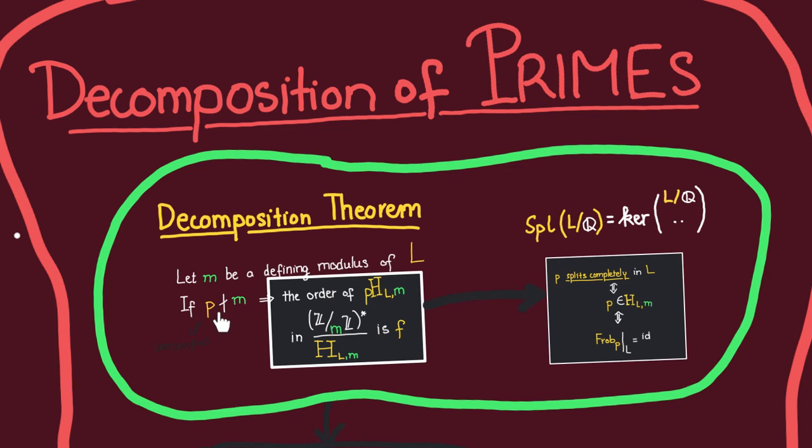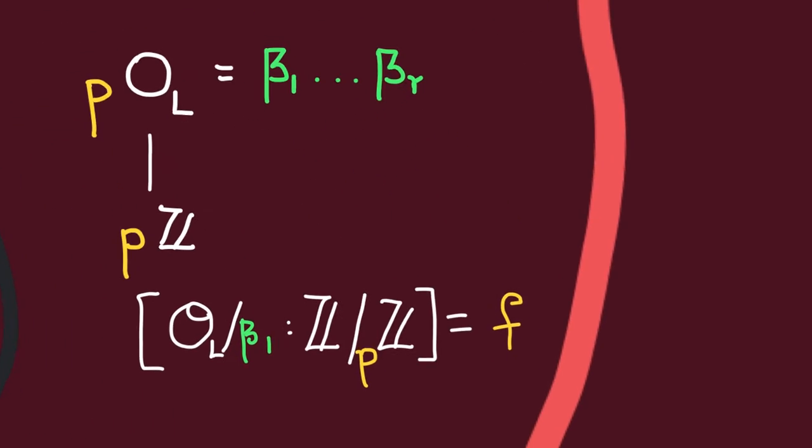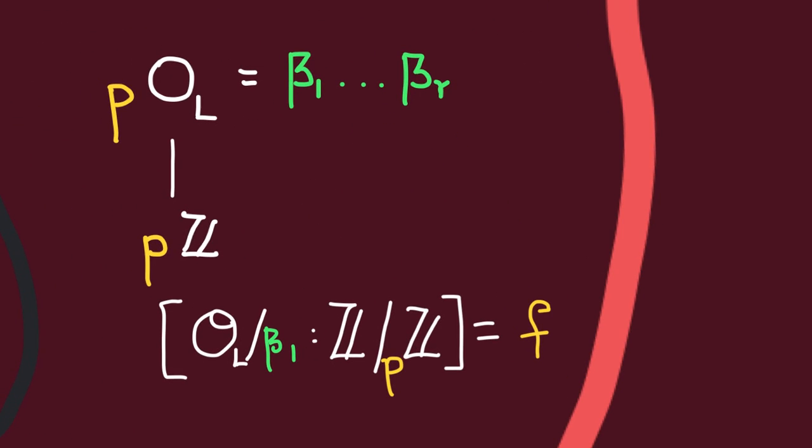For primes p not dividing M, p splits completely in L if and only if p lies in this kernel of the Artin map. And this is because the order of p in this quotient is exactly equal to the inertia degree of p. Let us quickly recall the definition of the inertia degree. In our case here, because we assume that p doesn't divide M, p is gonna factor in O_L into a product of distinct prime ideals.